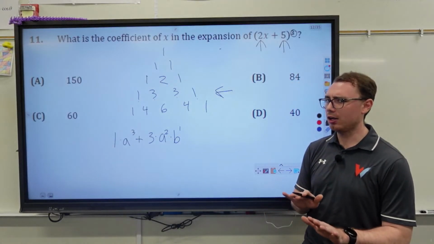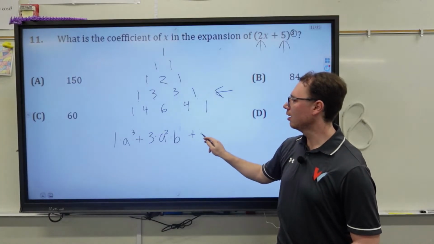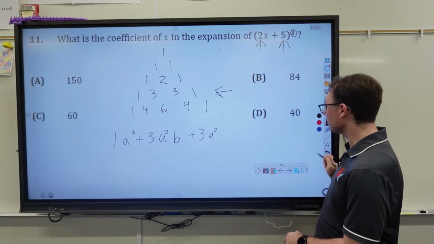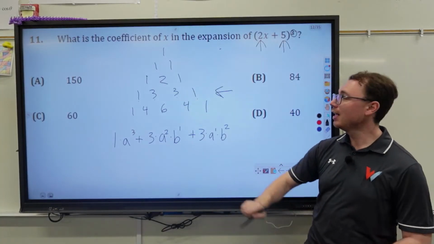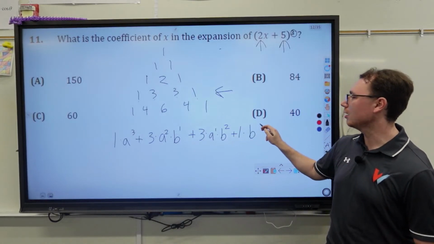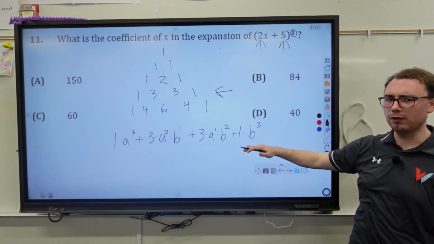We can see a pattern slowly start to emerge. Plus 3 again, 3 times a to the first power times b to the second power. And then this last term, 1 times b to the third power. This is how we run through Pascal's triangle very quickly.